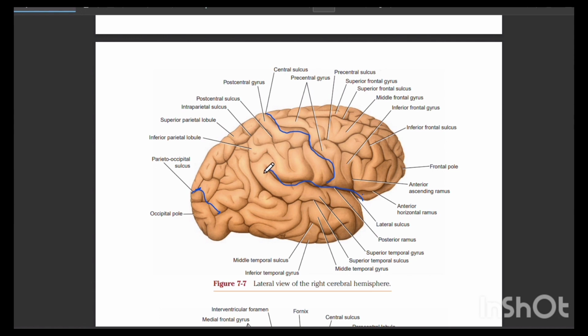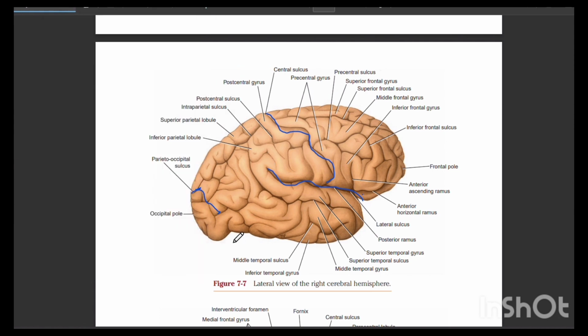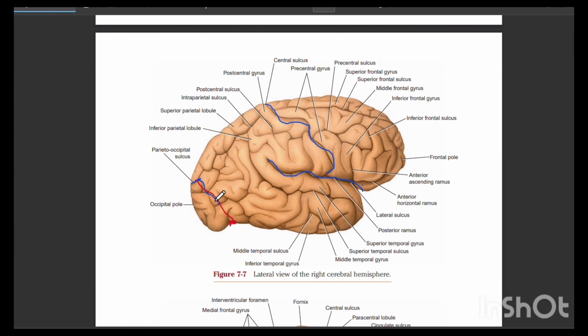Okay. And now 2 imaginary lines. This point forms a notch, so this is known as the pre-occipital notch. Now we will be drawing a line from the parieto-occipital sulcus to this pre-occipital notch. This becomes our first imaginary line. And now we will be drawing our second imaginary line. It extends from the posterior ramus of the lateral sulcus to the first imaginary line. So this would be our second imaginary line.